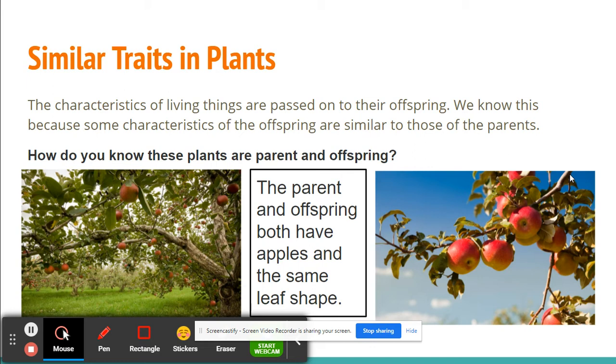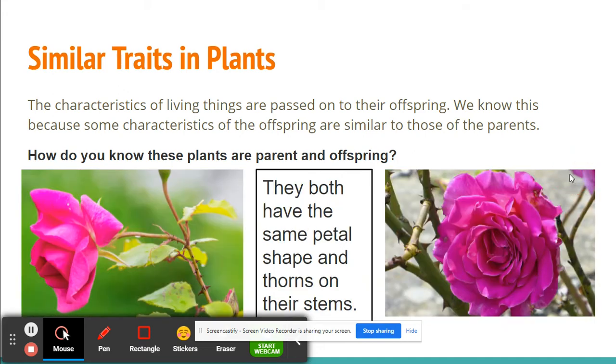The characteristics of living things are passed on to their offspring. How do you know these plants are parent and offspring? The parent and offspring both have apples and the same leaf shape. How do you know these plants are parent and offspring? They both have the same petal shape and thorns on their stems.